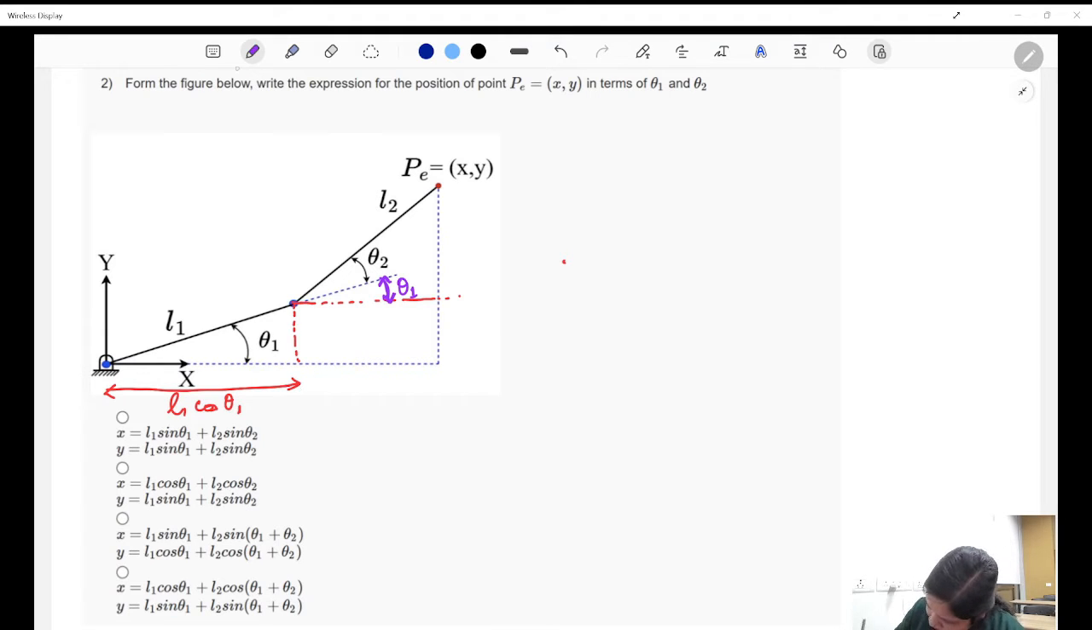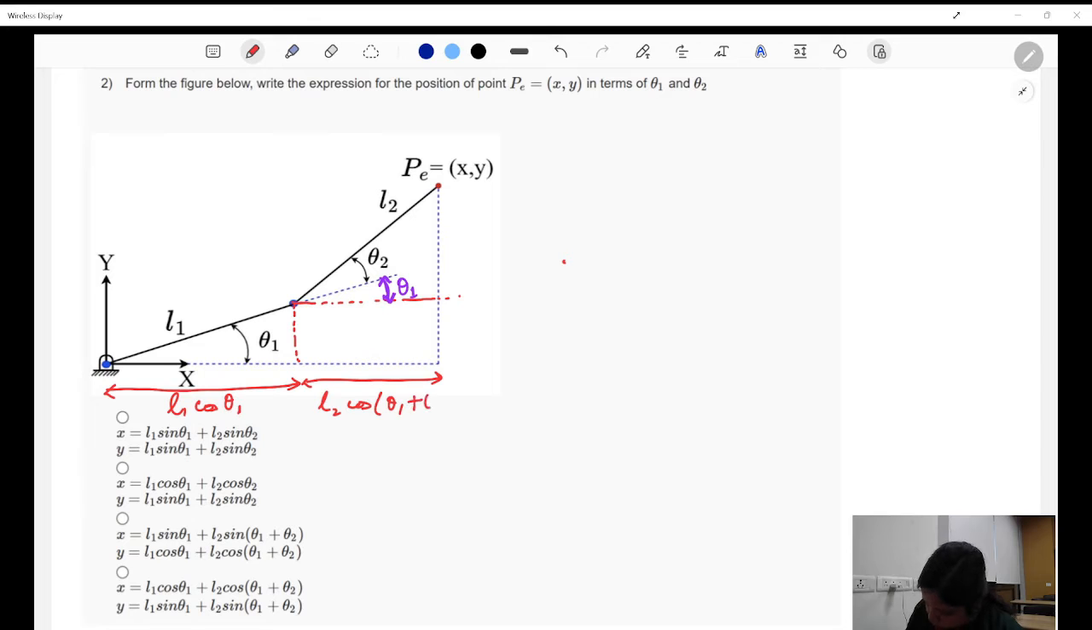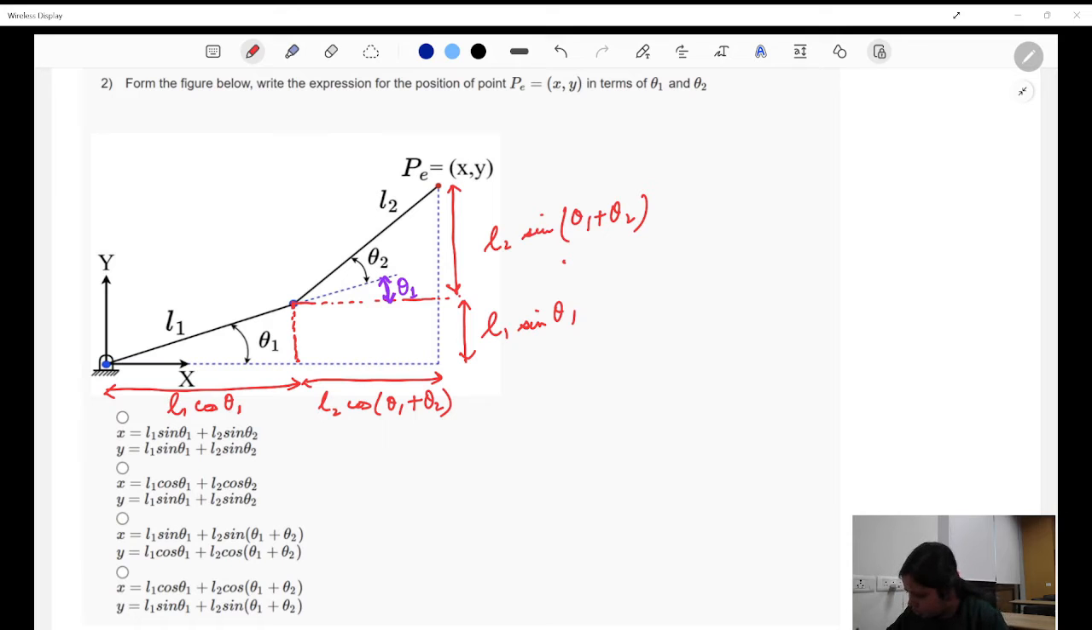So this line would be L2 cos(theta 1 plus theta 2). Okay. So you found the x coordinate. Before that, we'll see this also. This is L1 sine theta 1. Why? Because this is L1 sine theta 1, right? This line. So this is also L1 sine theta 1. And this is L2 sine(theta 1 plus theta 2). Okay.